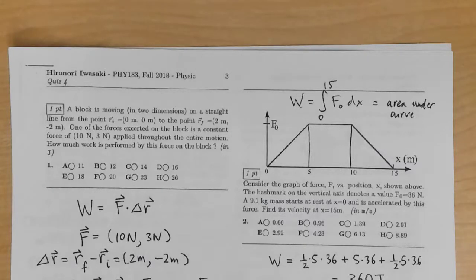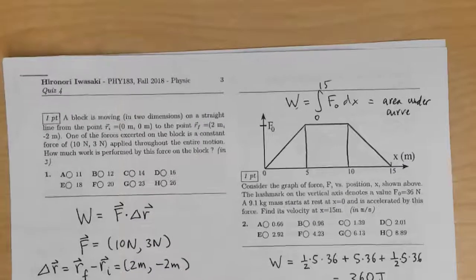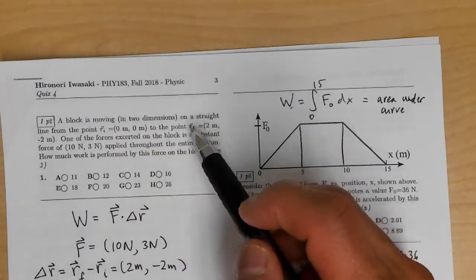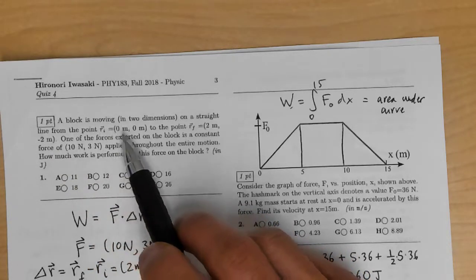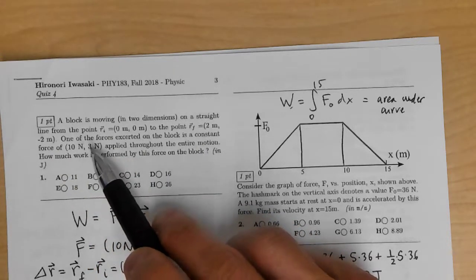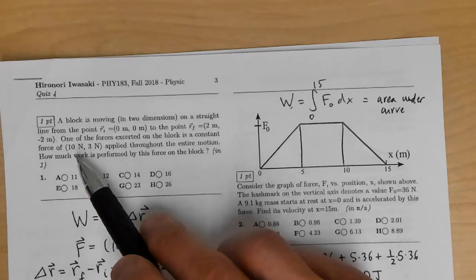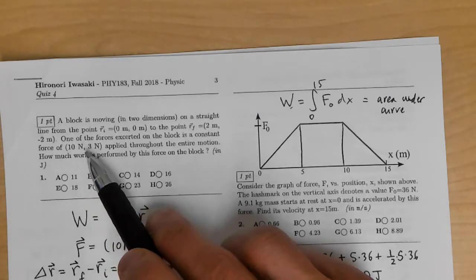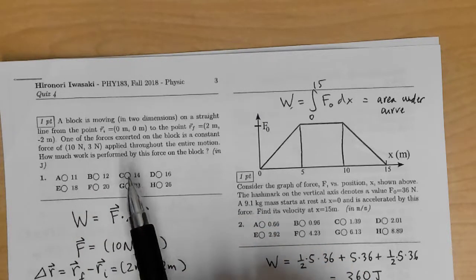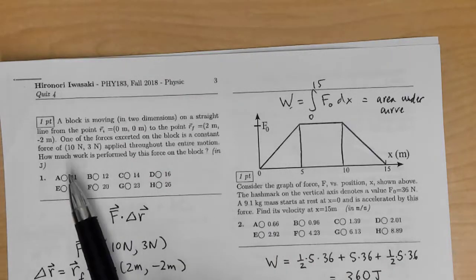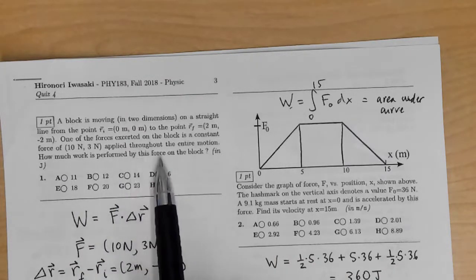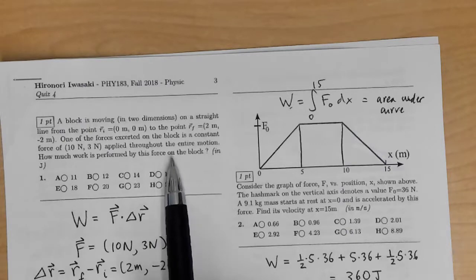We are discussing the solutions for quiz 4. A block is moving in 2 dimensions on a straight line from (0, 0) to (2, -2). One of the forces is a constant force, (10 newtons, 3 newtons), applied throughout the entire motion. How much work is performed by the force on the block?